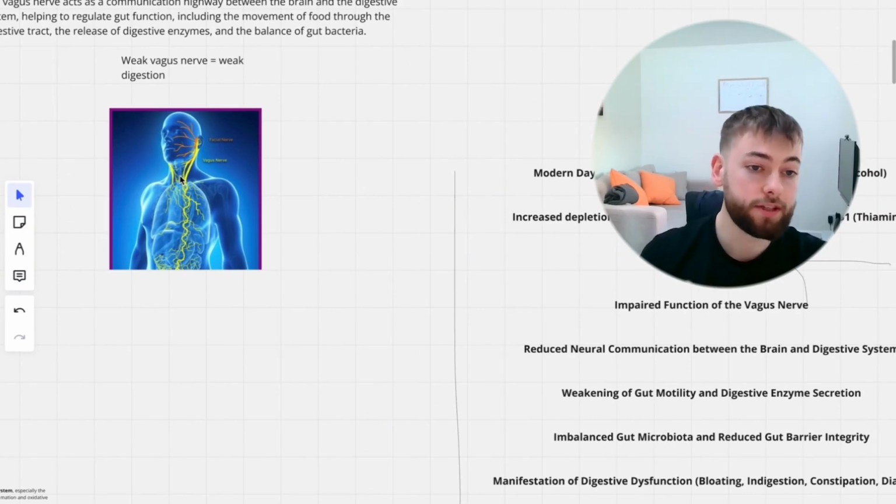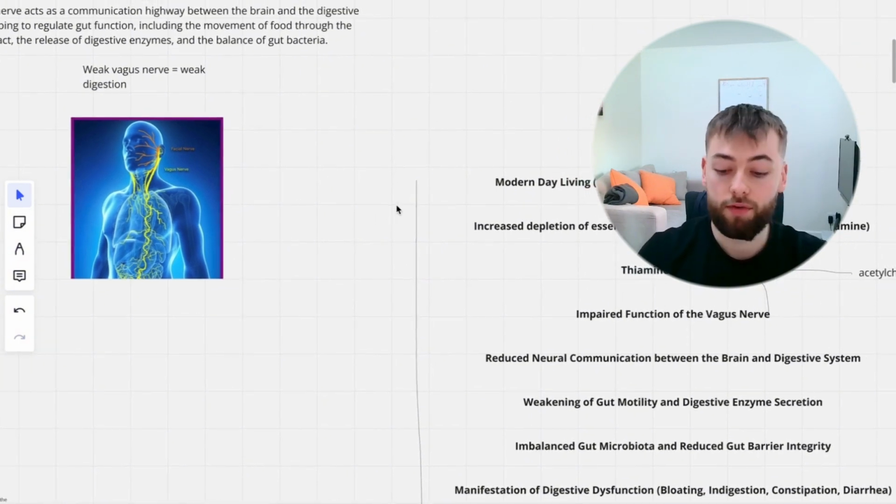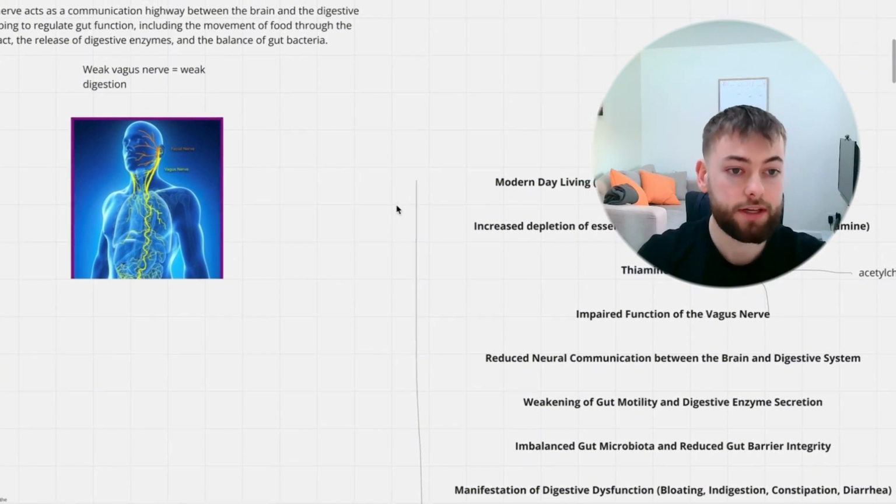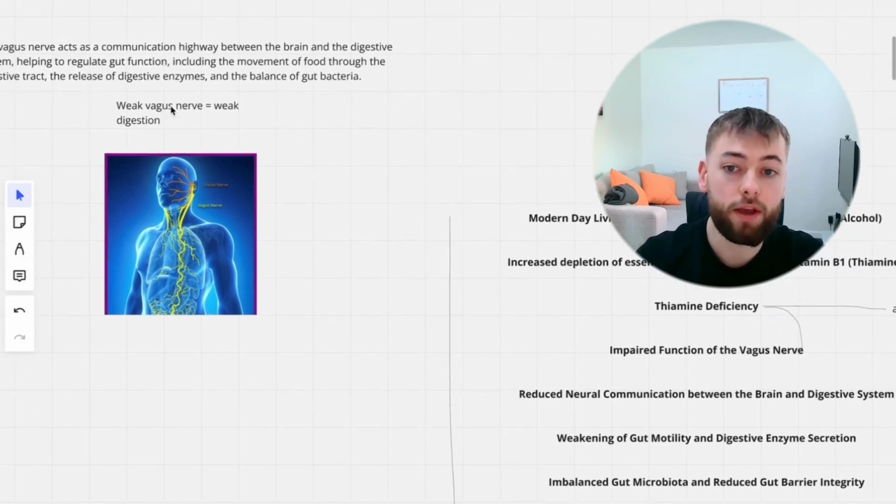We need proper signaling in order to have healthy digestion, healthy motility, healthy stomach acid release, healthy enzymes. All the stuff involved in digestion is what the vagus nerve can control. And if we have a weak vagus nerve, then we're going to have weak digestion.